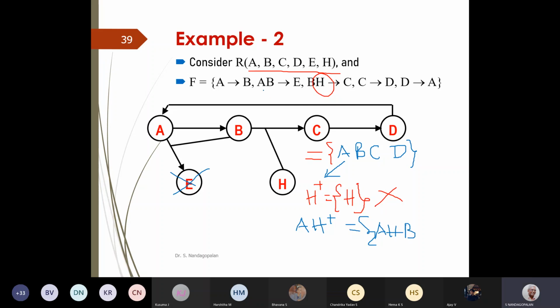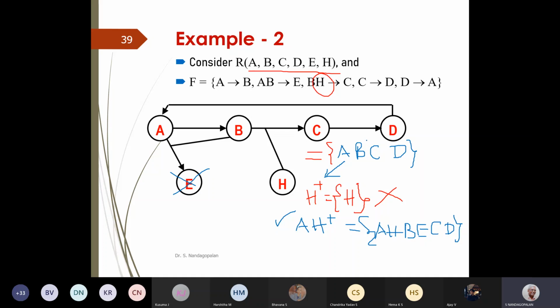The next FD is AB. AB is a subset of AHB, so include E. Next BH. BH is also a subset of this, so you can include C. Then C is a subset, so D you can include. So we have 6 attributes, all 6 have come. Hence AH has to be a candidate key.